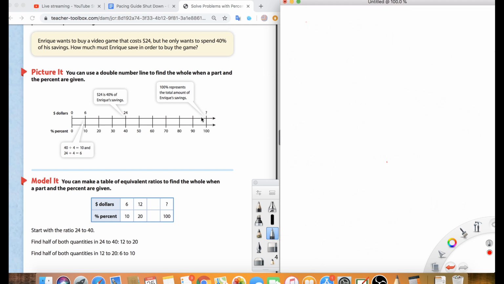Like, let's say this kid had like $100, and he only wants to spend 50% of his savings on a game. How much does the game cost? The game costs $50. If he had $90, no, that's a bad way to explain it.